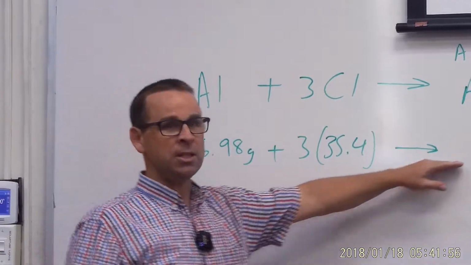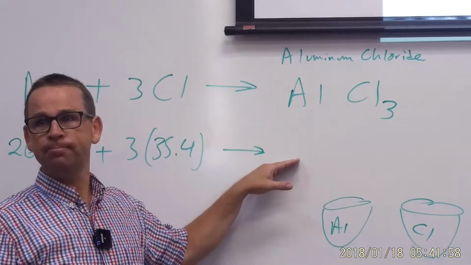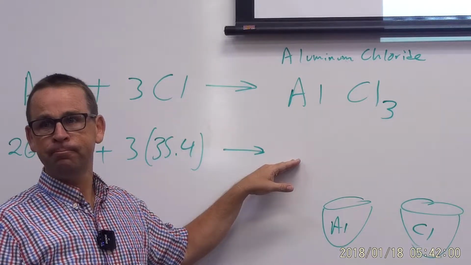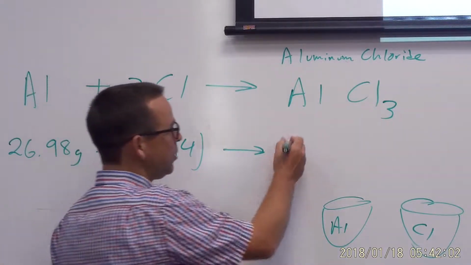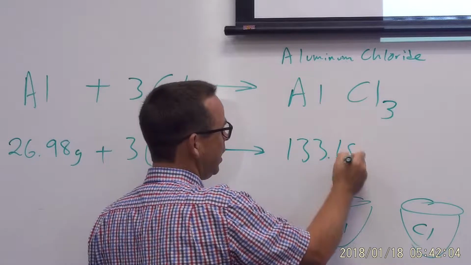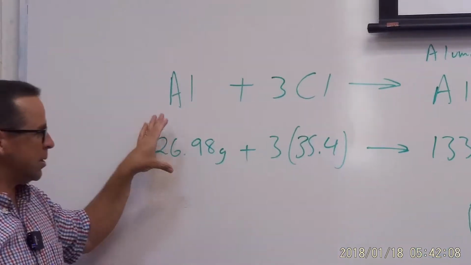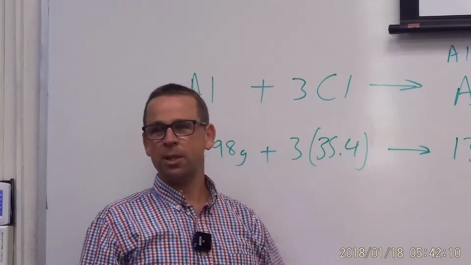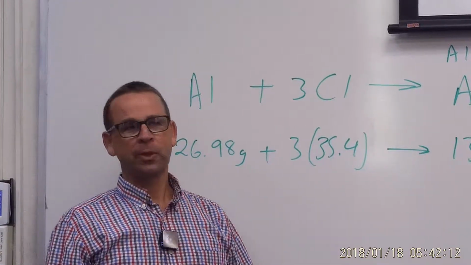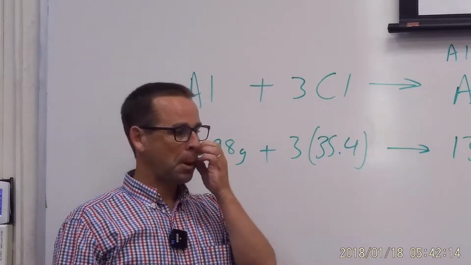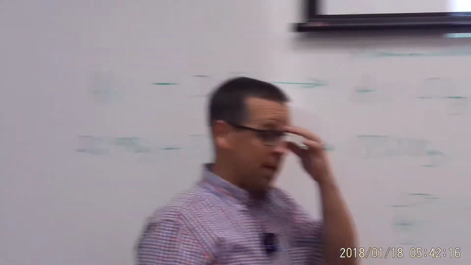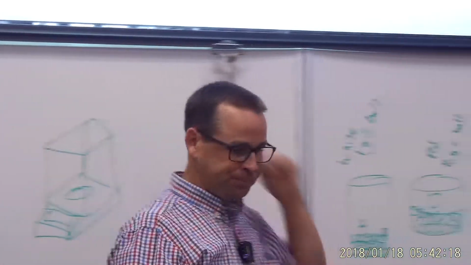All right, did anybody get this value here? What's the total mass? 133.18 grams of aluminum chloride, right? That's just the conservation of mass. That's how we did that. Okay? So these are the kinds of questions we can answer now.